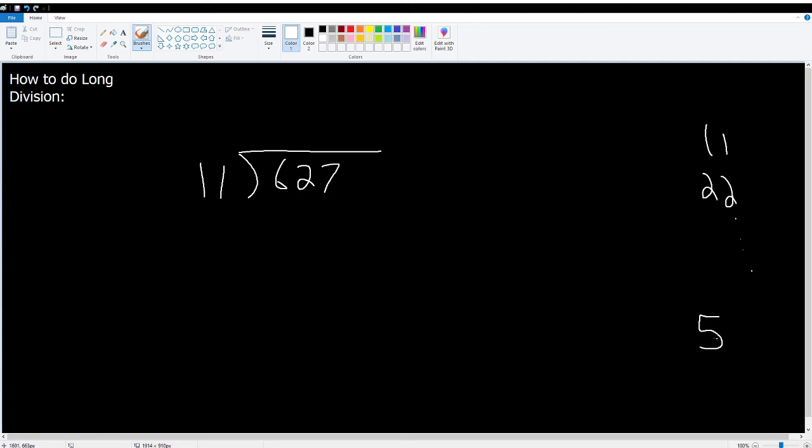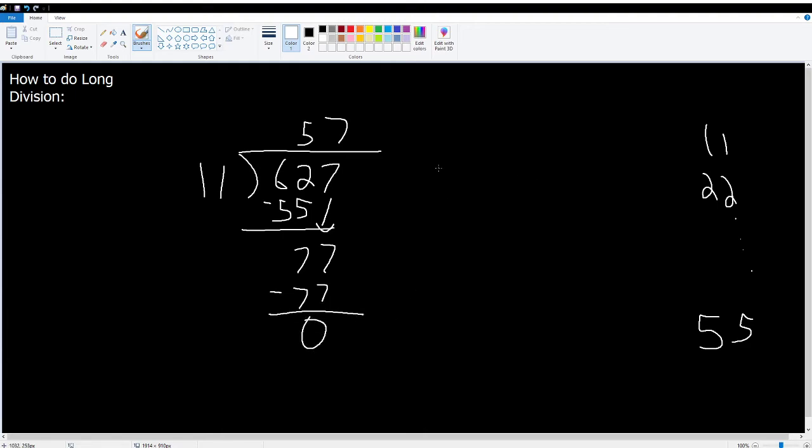So you should know your multiplication tables. So automatically I know 11 times 5 is 55, and I can't do 11 times 6, because if I did 11 times 6, I get 66, right? And that's too much. So I do 5 times, minus 55. 62 minus 55 is 7, right? Remember, pull down the next number, 7. How many times is 11 going into 77? 7 times. So I subtract 77 and I get 0, right?